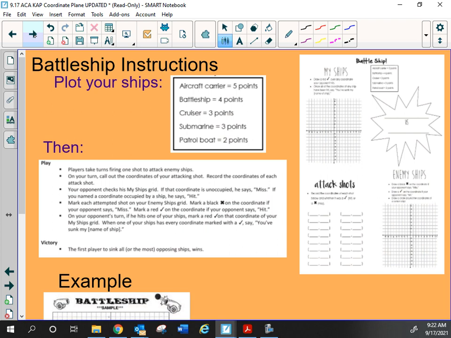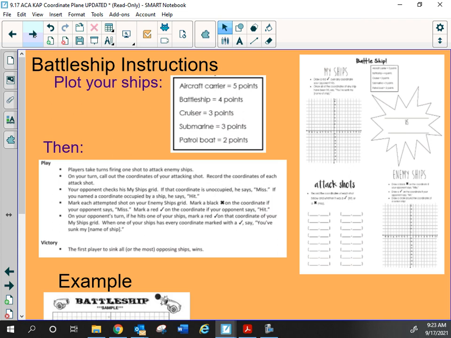So now we get to play a game. Let's go. Okay, get excited, get pumped. This game is Battleship, so if you have played Battleship, you're at an advantage. If you haven't played it, I'm going to explain it. Battleship is a partner game. It's a 2-person game. Hopefully we have partners.